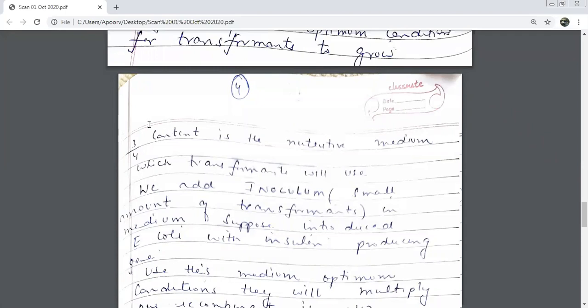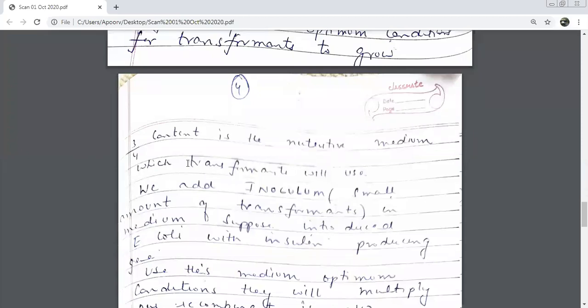So we had 3/4 of nutritive medium. We added a small amount of transformants in the medium. Suppose we have introduced E. coli with the insulin producing gene. Which transformant have I taken? I've taken E. coli. And why is this E. coli called a transformant? Because I have already introduced which gene in this? Insulin producing gene. So some change has come in E. coli. That is why it is known as a transformant.